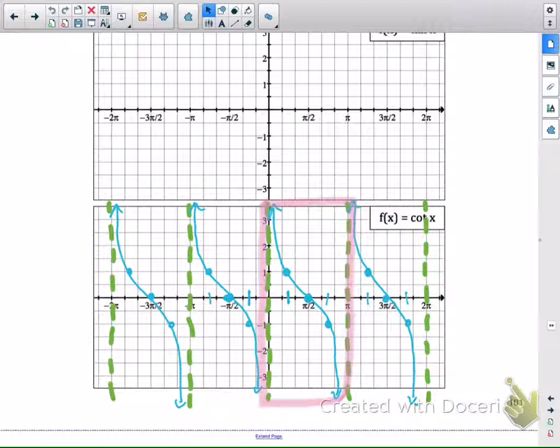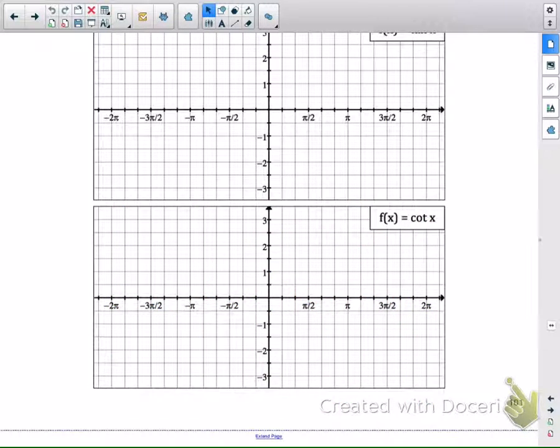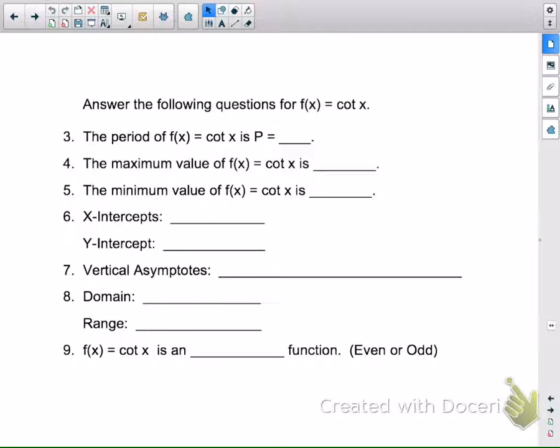A lot of the same things are going to be similar with these again. So if I flip to the back, the first thing we're going to fill in is the period of the graph. So the period of cotangent is pi. Max value, how high does this go? Infinity. How low? Negative infinity.